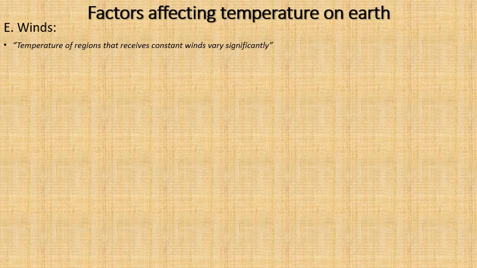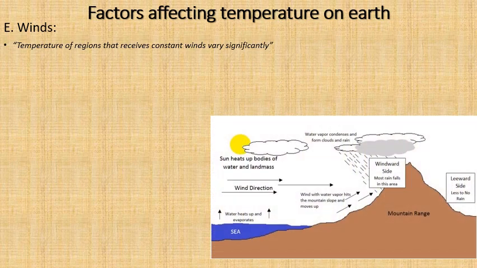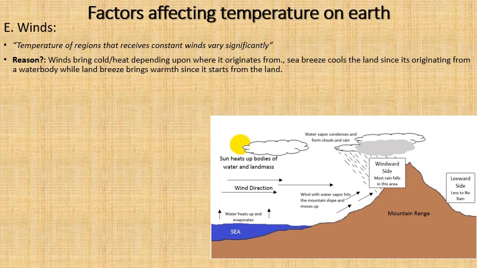Temperature of regions that receive constant wind varies significantly. Any region which has so many winds will not have the same temperature. The common thing that comes to our mind is land breeze and sea breeze. Just like how distance from the sea is affecting or changing the temperature, the same way the winds which are blowing from the sea to the land or land to the sea are affecting the temperature of the area.